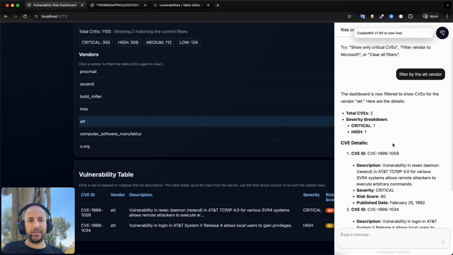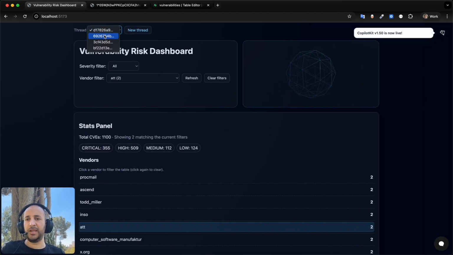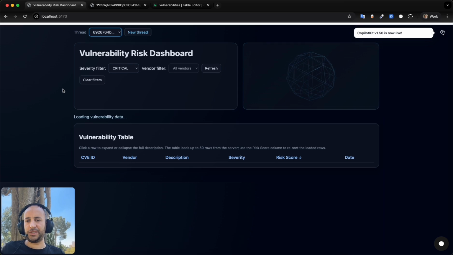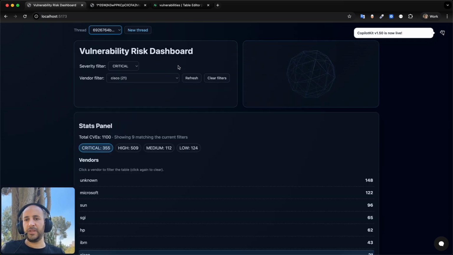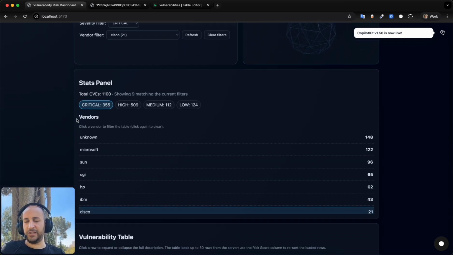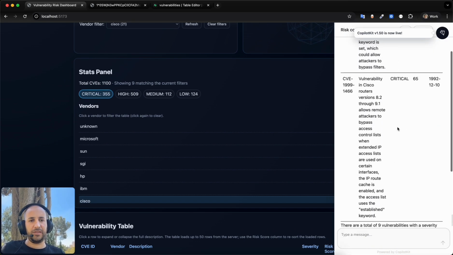So the cool thing about this, by the way, is that I'm now able to go back into my previous session as well. And if you recall, in the previous session, we were investigating a different topic of critical vulnerabilities under a different vendor, and that was the Cisco vendor. And by the way, if we open up the chat, we also have the Cisco chat open over here.